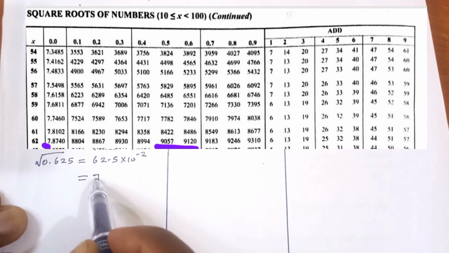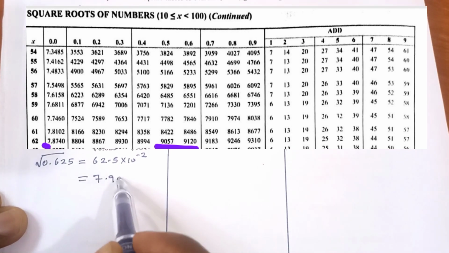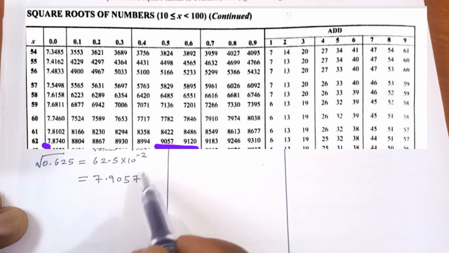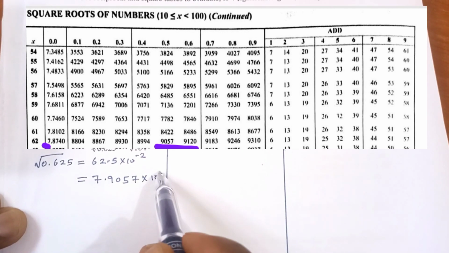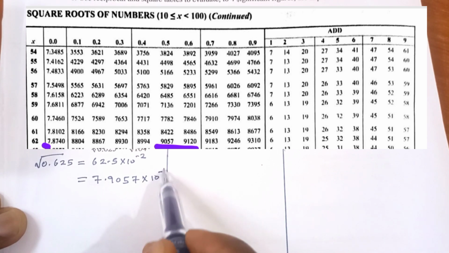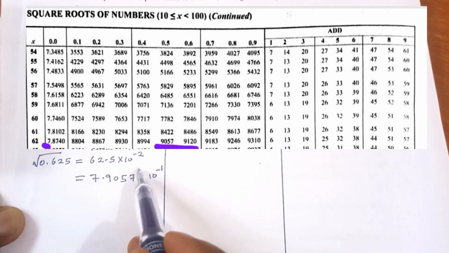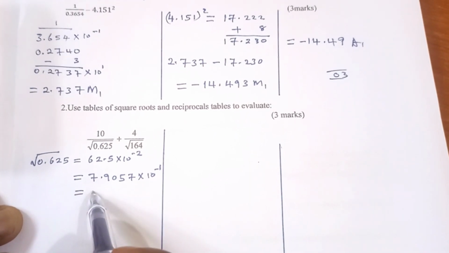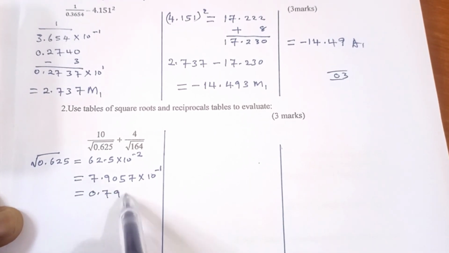Then from the table we check the square root of 62.5. We get this to be 7.9057. We add the square root of 10 to power negative 2, which is 10 to power negative 1. So this comes to 0.79057.